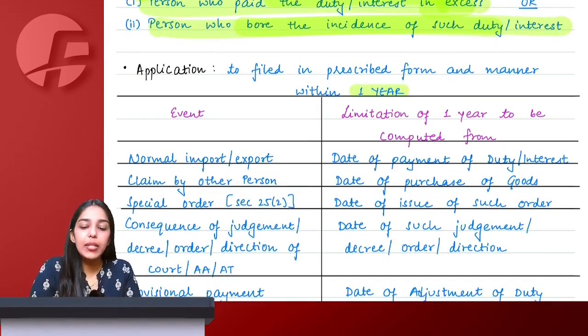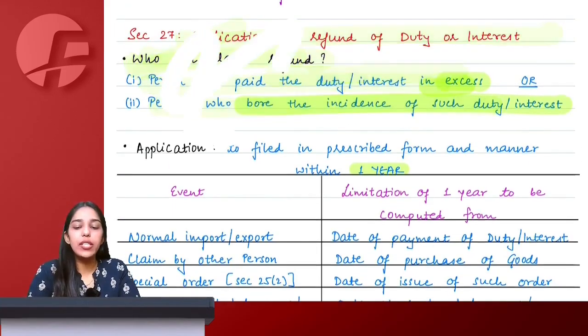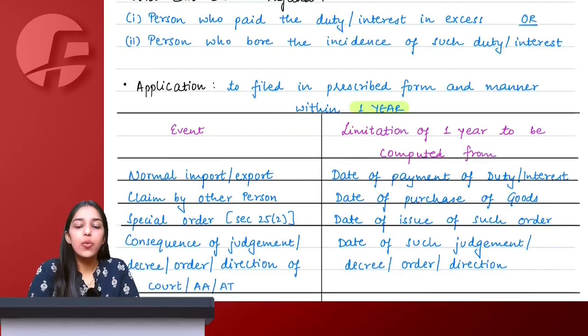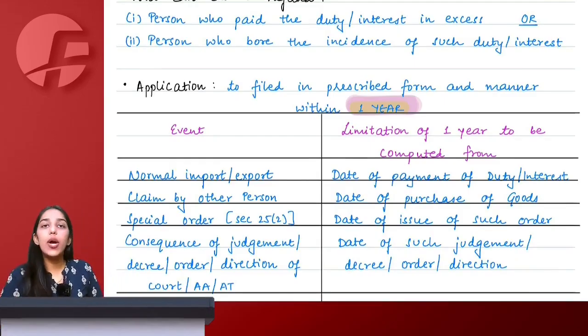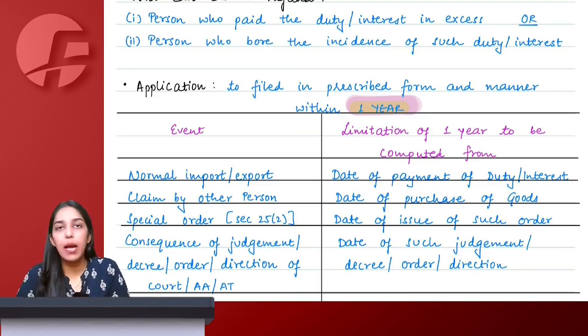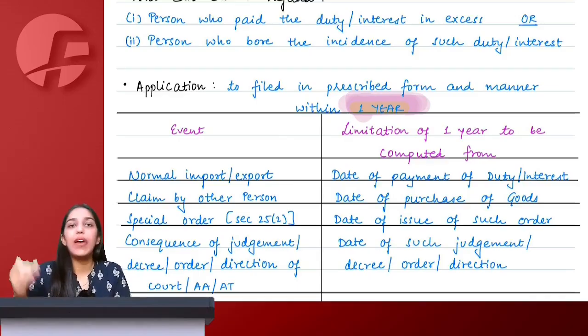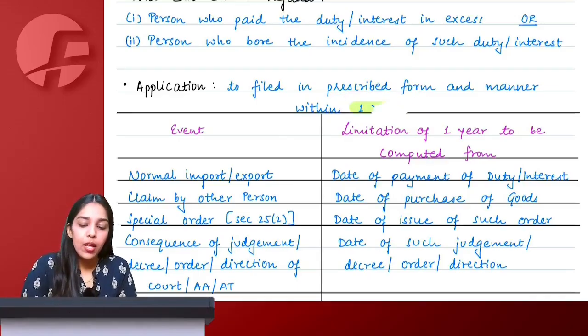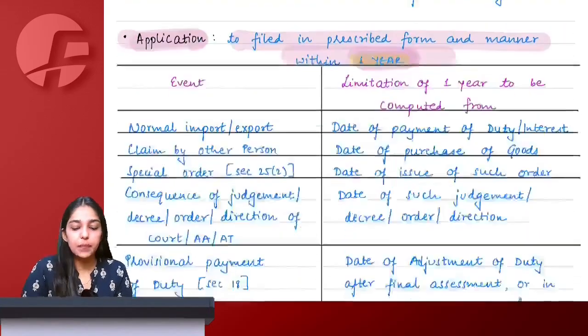But the applicable time limit is 1 year. Whatever is the relevant date, we are going to see the relevant date for each case. From this relevant date, within 1 year, you are mandatorily required to make the refund application. If this 1 year has lapsed, then after that you cannot file your refund application. So the application is required to be filed in a prescribed form and manner within 1 year.